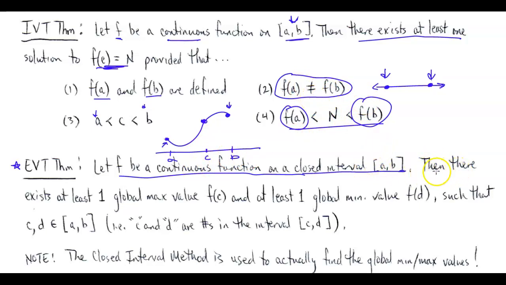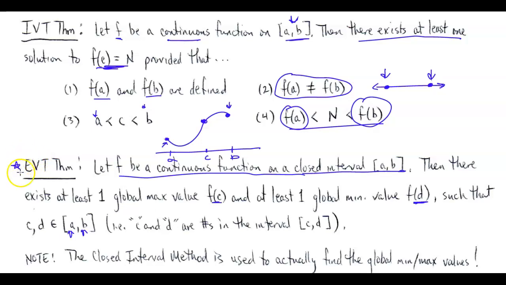So it says, then there exists at least one global max value and at least one global min value such that if I had two values that are in between these two endpoints of my domain here, we know that c and d are going to be inside this interval here. Then I know that if I got c and d here, then I'm guaranteed to have this and this.